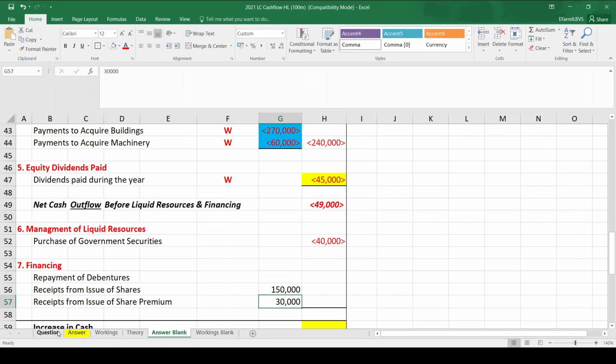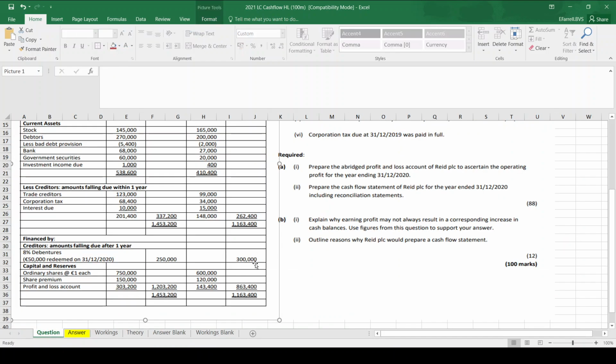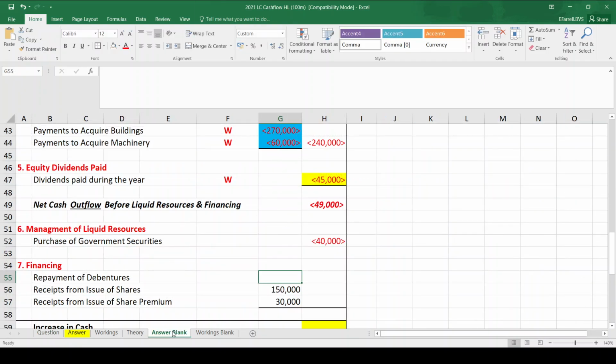With the debentures, we need to be careful. Sometimes the debentures or loans will go up, and sometimes they will go down. If we repay a debenture, it's going to be a negative figure. Basically, if the debenture goes down, it's going to be a minus figure. If it goes up, it's going to be a plus figure. You see here that it's gone from 300,000 to 250,000. So my loan's gone down 50 grand, which is good, but we have spent 50 grand to repay that loan, so my cash will have gone down by 50,000.